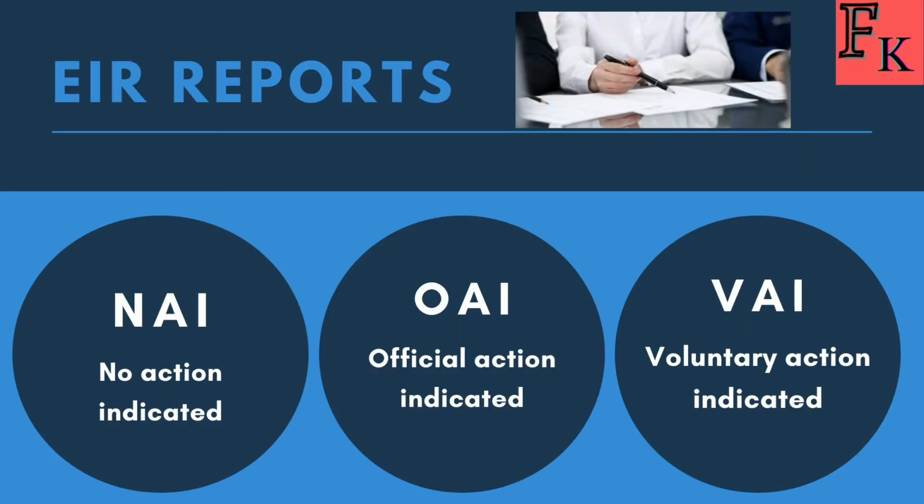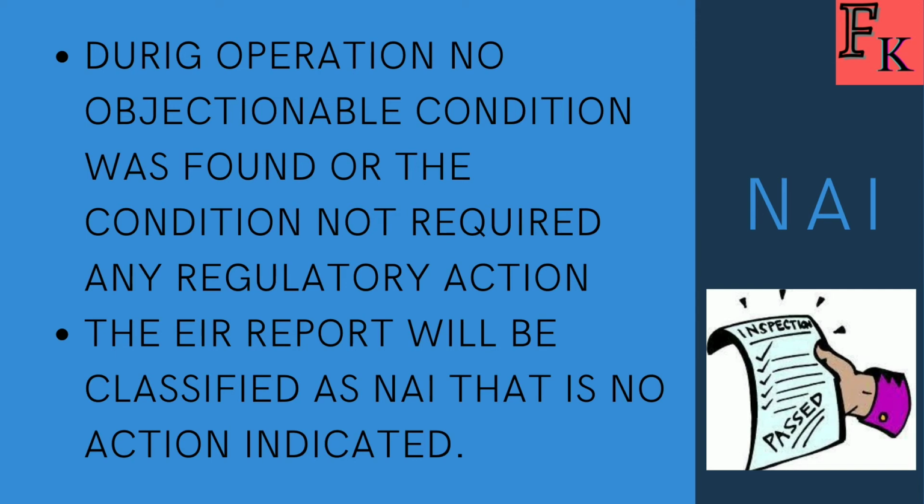There are different types of EIR. NAI, no action indicated. OAI, official action indicated. VAI, voluntary action indicated. In the next slide we will briefly discuss all these three types of EIR reports. So what is meant by NAI? If during inspection no objectionable condition was found, or the condition did not require any regulatory action, the EIR report will be classified as NAI, that is, no action indicated.